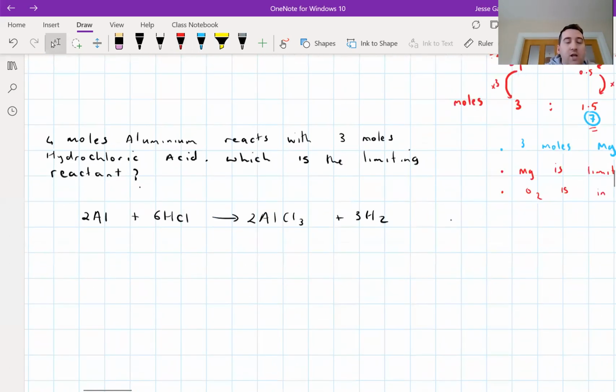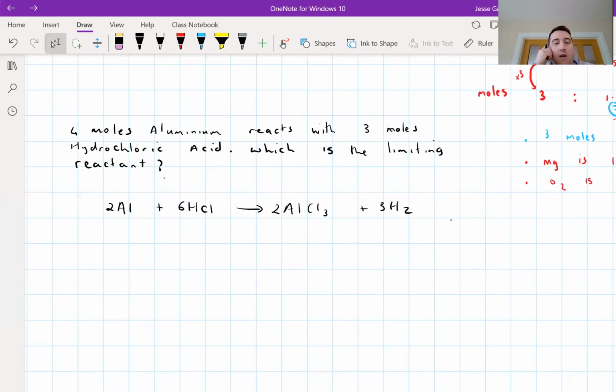Now I've balanced this equation for you already. What I want you to do is take over from here and figure out what is the limiting reactant. Some of you should be able to do this straight, flat out from here. Do it by yourselves. Pause the video and have a go at that now.